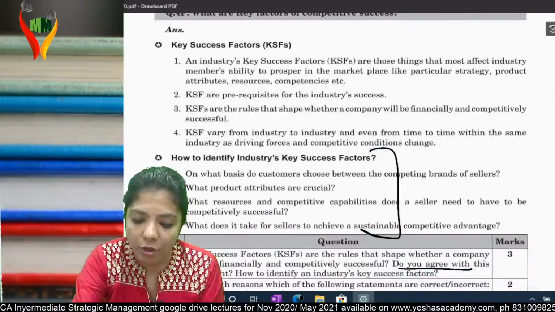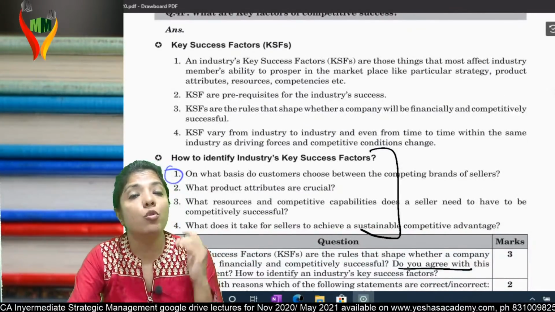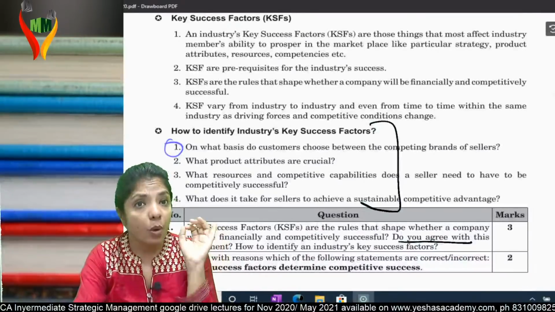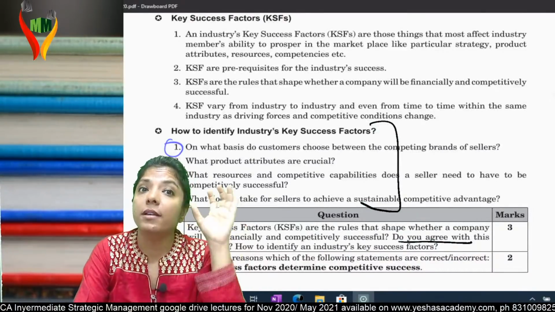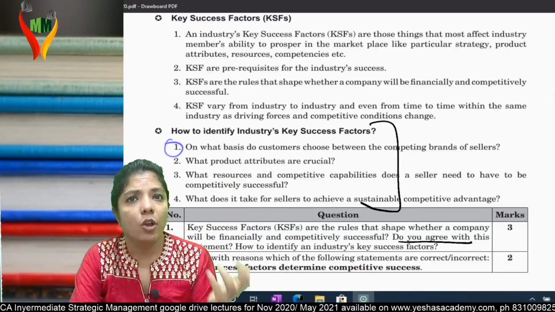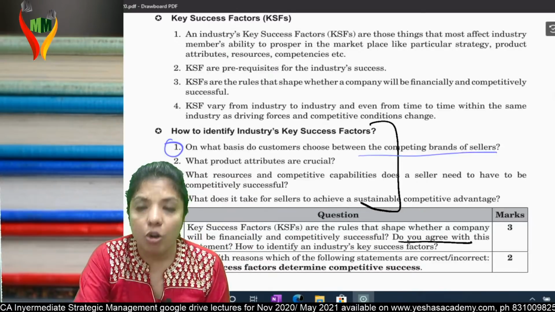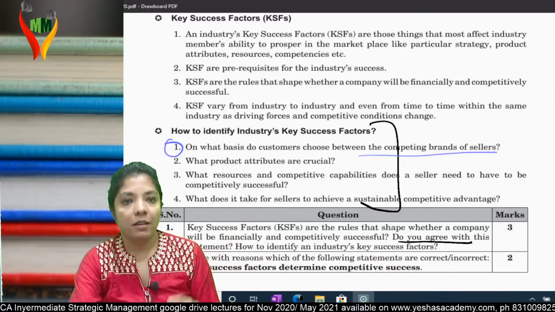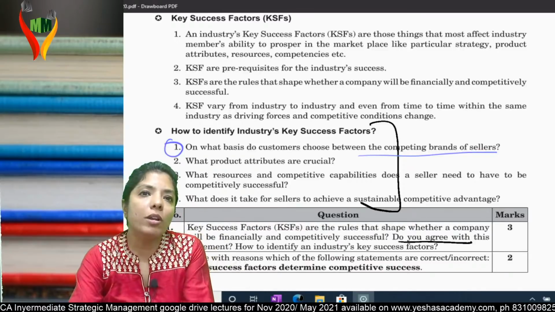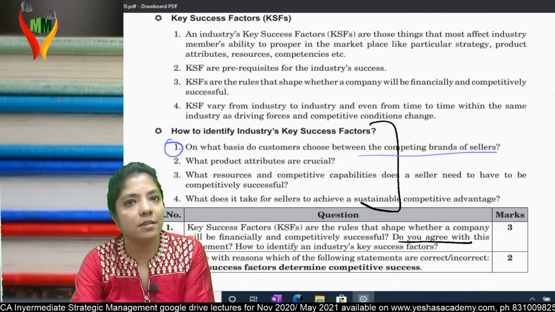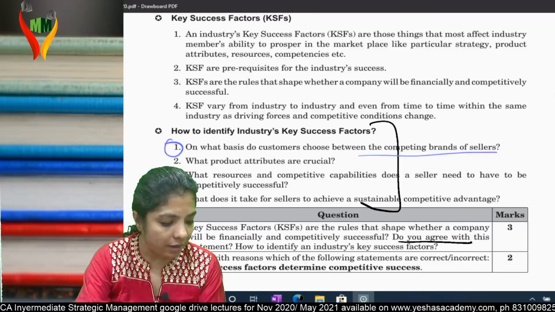Now the first question comes: how to identify the key to success for an industry? Simple. What is the customer looking for between the brands? What the customer looks for between the brands is the key to success. Am I clear?